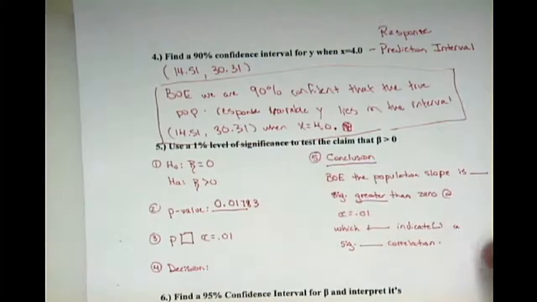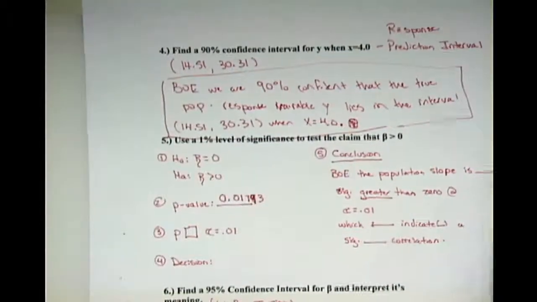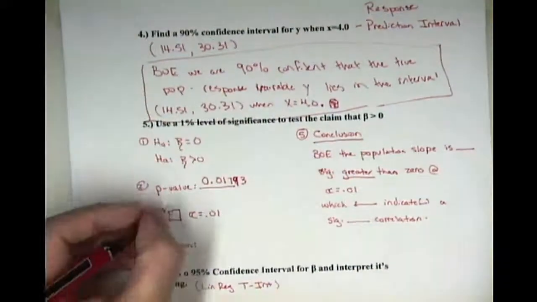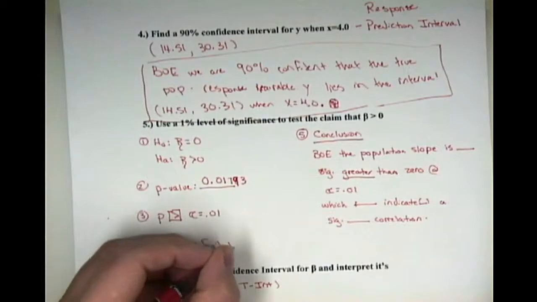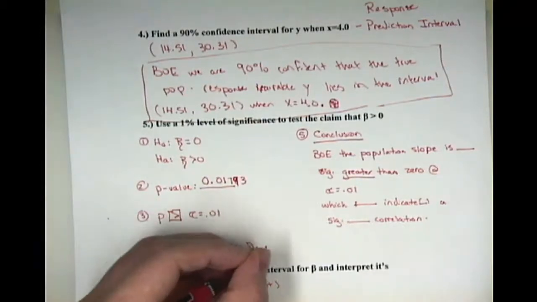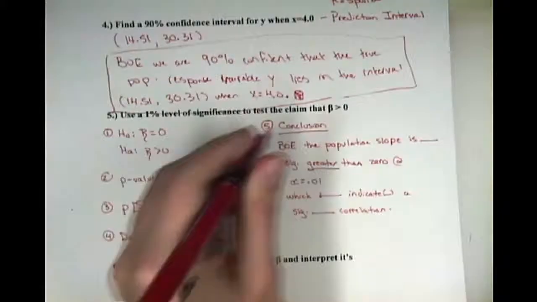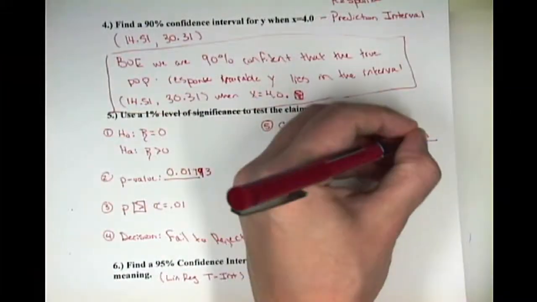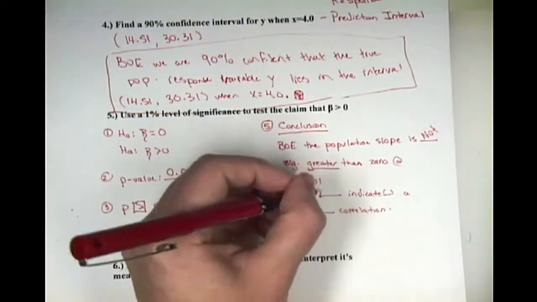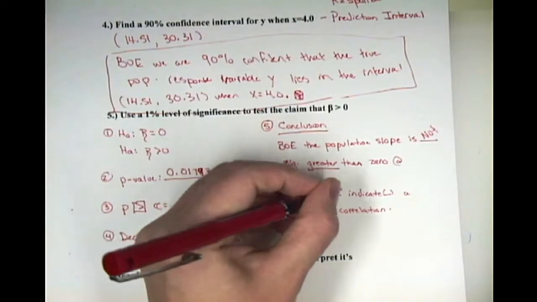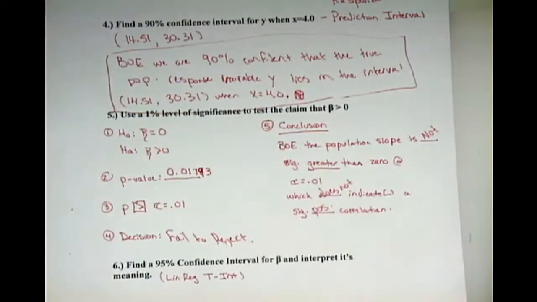Is that what that says? 93. Oh, there's such little print on these guys. That's our p-value. Our p-value is greater than alpha. We're going to fail to reject. It's very close to alpha, so if we change that alpha, we would get a different decision. Based on the evidence, the population slope is not greater than 0 at alpha 0.01, which does not indicate a significant positive correlation.